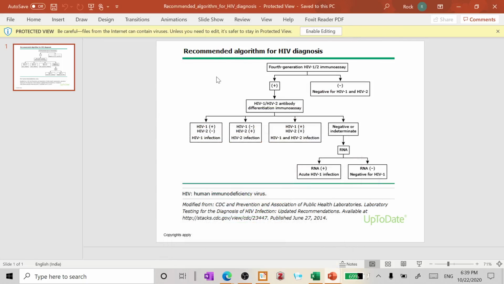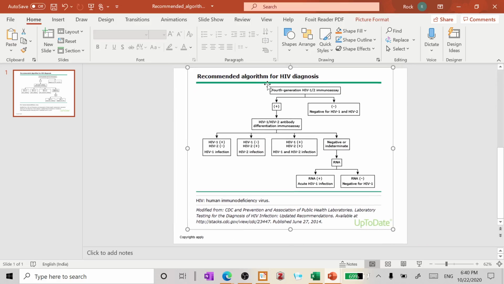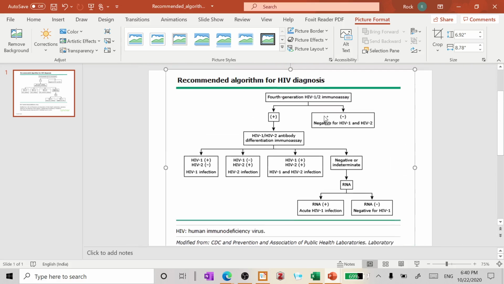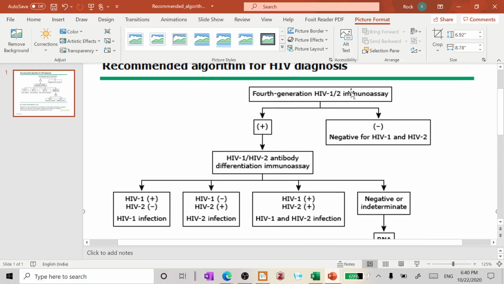Today we are going to discuss HIV testing and diagnosis, the recommended algorithm. This is from UpToDate, so you can find more information there. After diagnosis, if you see here, the diagnosis is with the HIV immunoassay, that is fourth generation, which detects HIV 1 and 2.